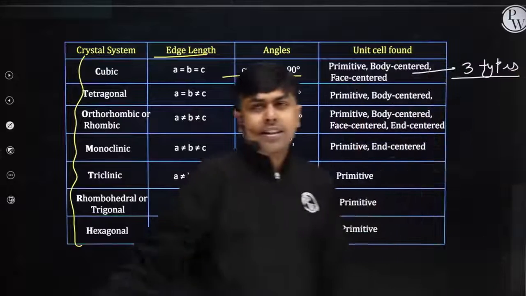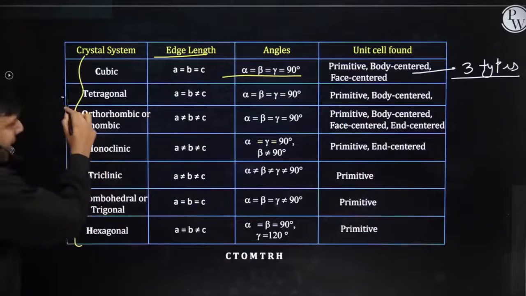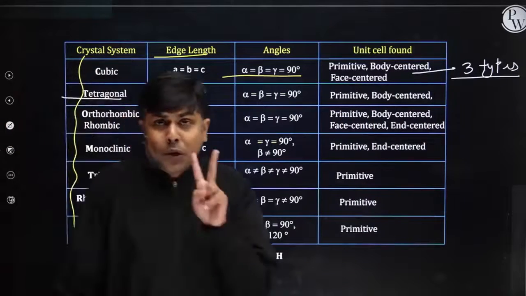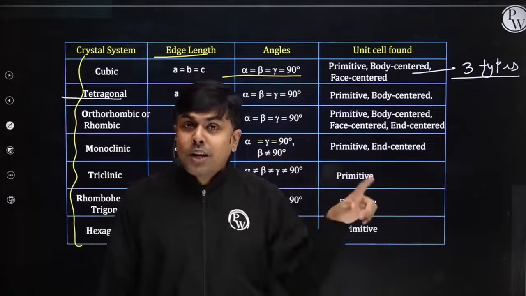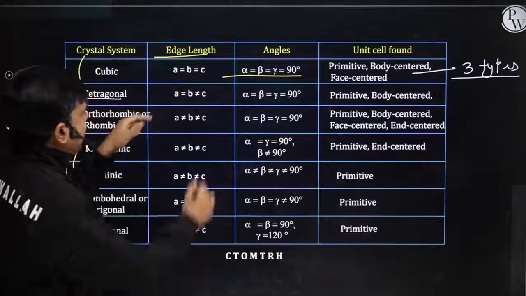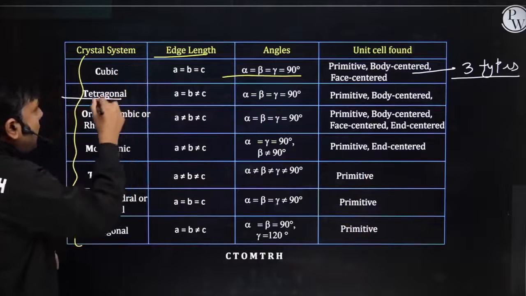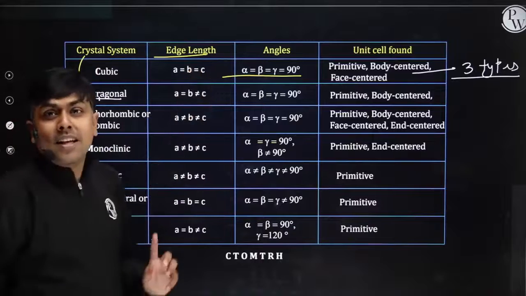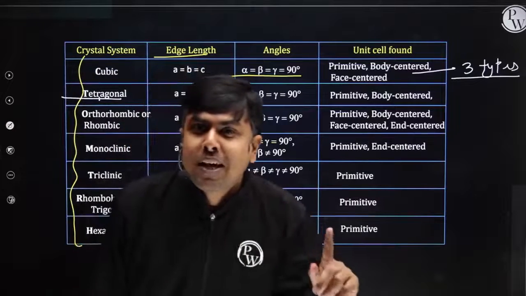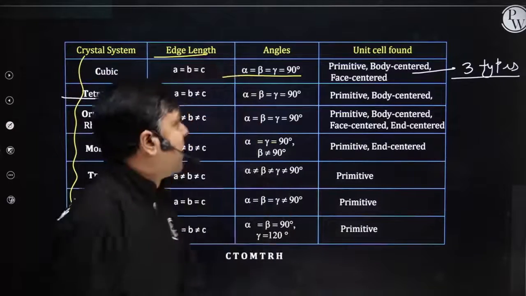Right? Okay. The next one, CT, tetragonal. Students, here two edge lengths are the same: A equals B, not equal to C. As we move from C to T to O, we start cutting this equality sign. So now A equals B, not equal to C.